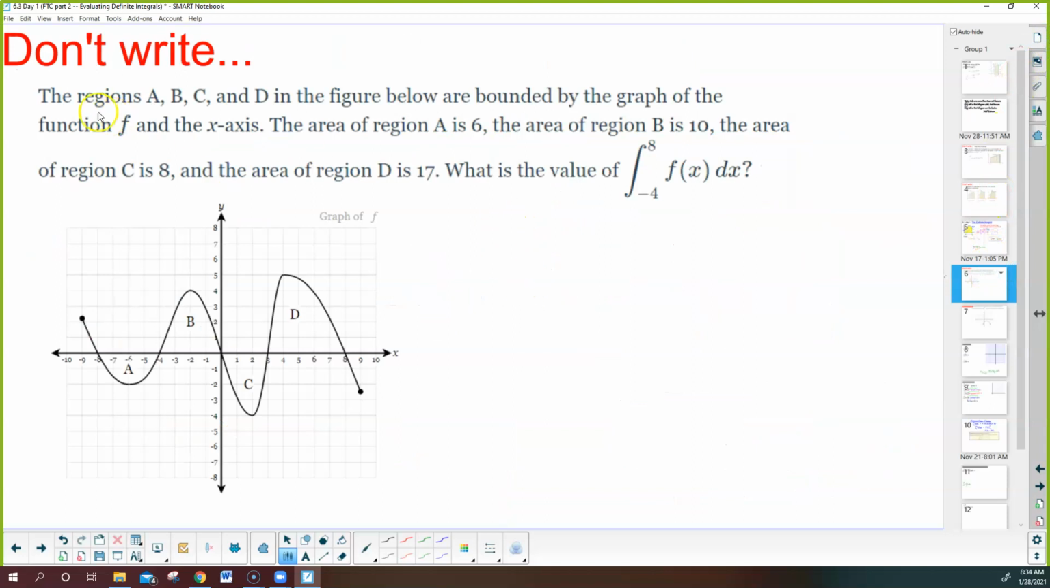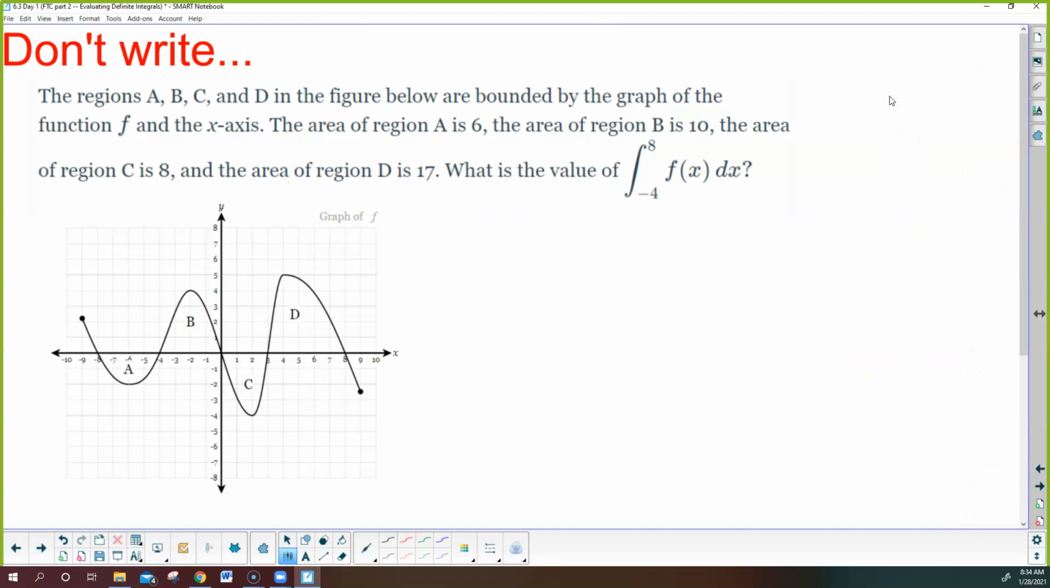So the first part, I have a couple of problems that are very similar to your Delta Math homework. I don't want you to write this down. We're going to do a couple of them where I just want you to see the process, and it's super quick. So what do we have? The regions A, B, C, and D in the figure below are bounded by the graph of the function and the x-axis. That's important to note. So when we say it's bounded, that means region A is bounded here and it's below the x-axis. And then region B is the region above. I'll shade those in so you can get a more visual.